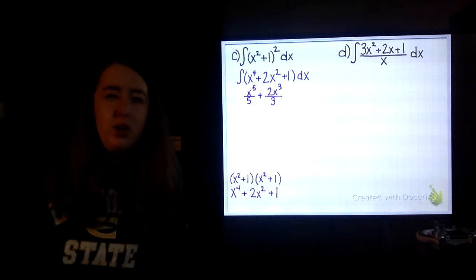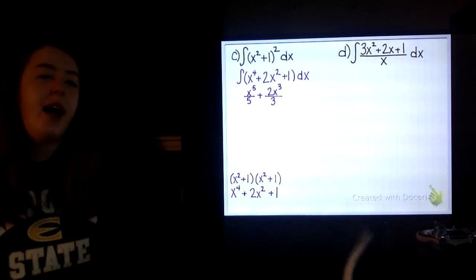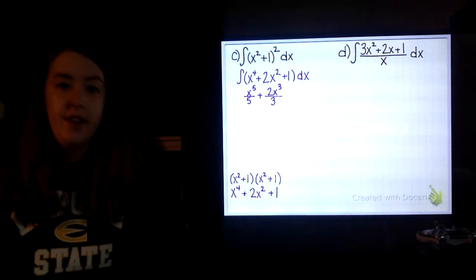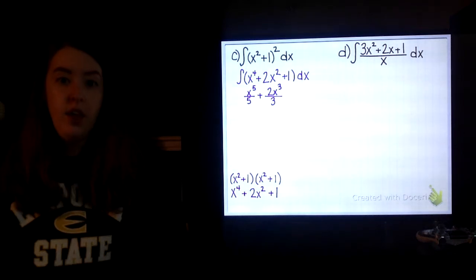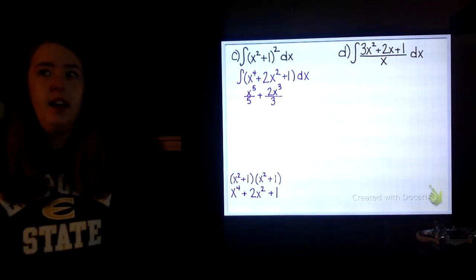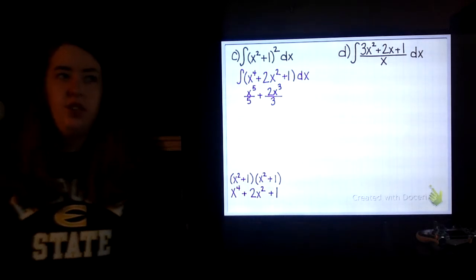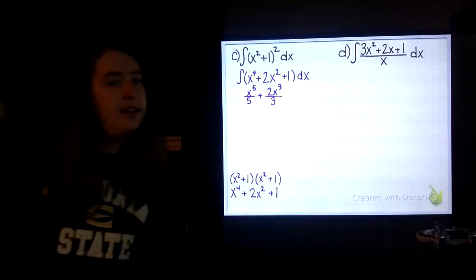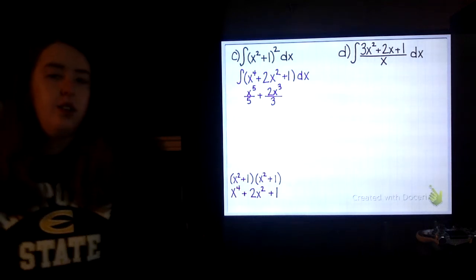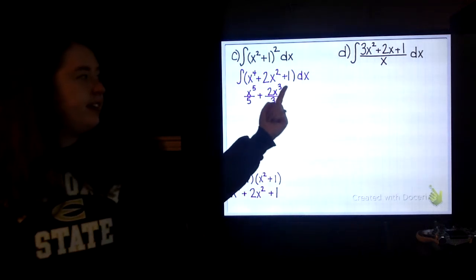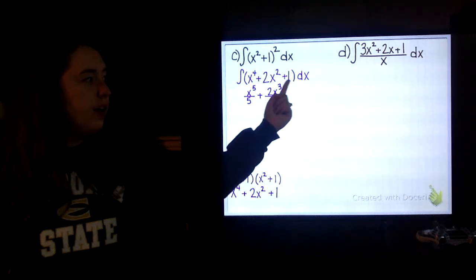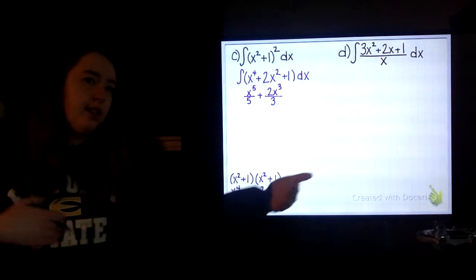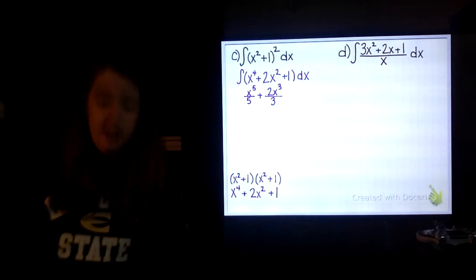And then the integral of 1. If we think backwards, what did we have to take the derivative of to get 1? The derivative of 2x is 2, so the derivative of 1x is 1. That means if I take the integral of 1, that has to be x, because we're going backwards to undo differentiation.